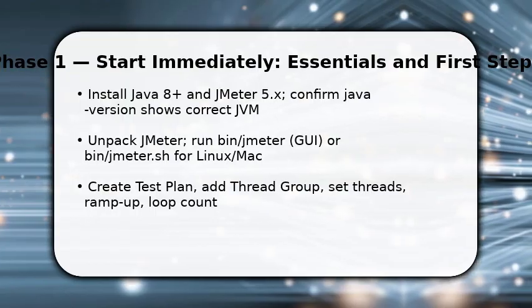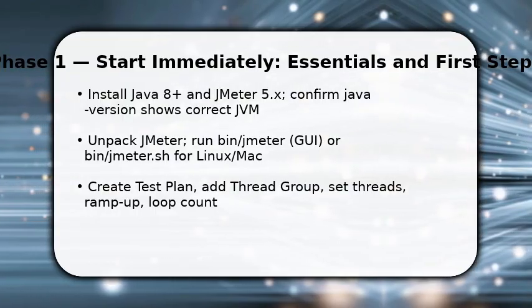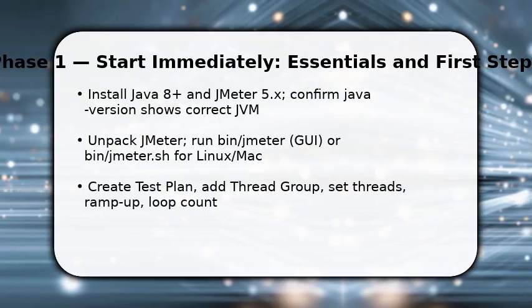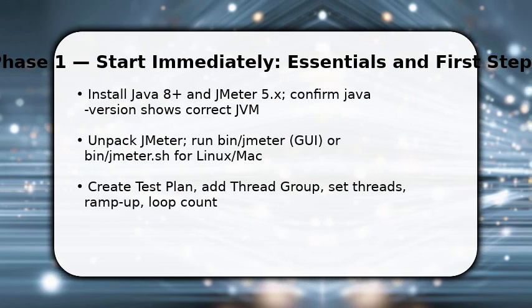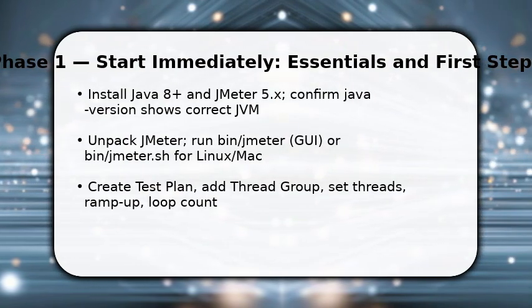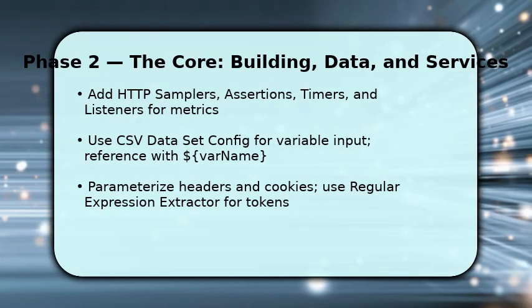Then add an HTTP request sampler as your first actionable test step and configure server, path, and method so the test actually fires requests. You now build the middle of the test. Add samplers, assertions, timers, and listeners so results are meaningful.